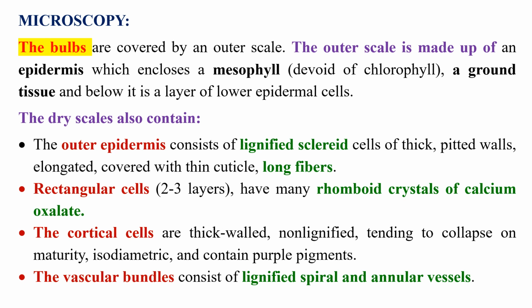The cortical cells are thick-walled, non-lignified, tending to collapse on maturity. They are isodiametric in shape and contain purple pigment, which gives the outer sheath its pinkish white color. And finally, in the outer sheath, the layer of vascular bundles contains lignified spiral and annular xylem vessels.